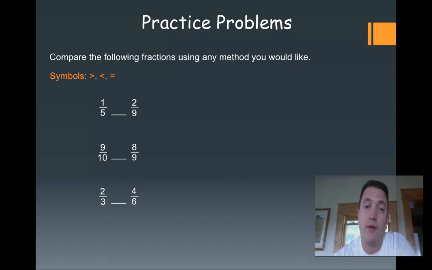All right, here are your practice problems for today, and you can use any method you'd like. I don't care, it's totally up to you, all right? You can see the symbols greater than, less than, or equal. Those are the normal ones you're going to see in your math book, so I just put them up there for you. I want you to write down the 3 sets of fractions that are there with the space in between, and then I want you to put the appropriate symbol.